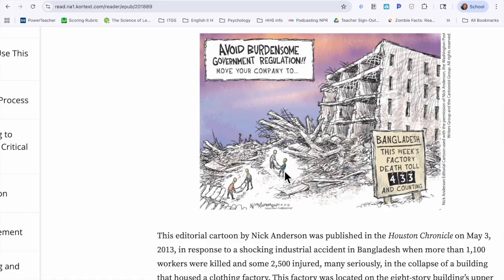We see here people carrying out what appears to be bodies, so that's playing on our emotions as well. So we get the feeling that something bad is going on in Bangladesh. And it's very important then to avoid that burdensome government regulation. And we should move our company there, because who needs regulation? That's completely illogical. And we know that, hopefully you know that I was being sarcastic.